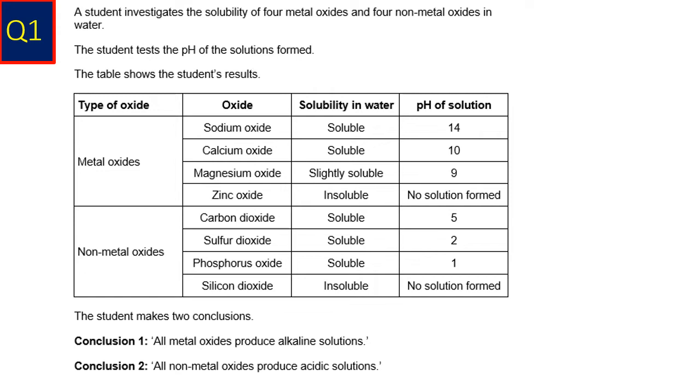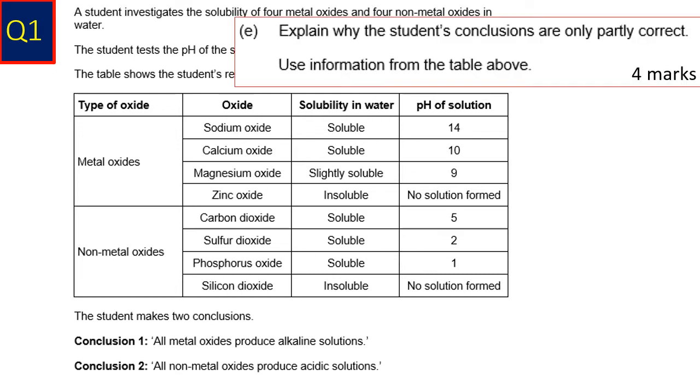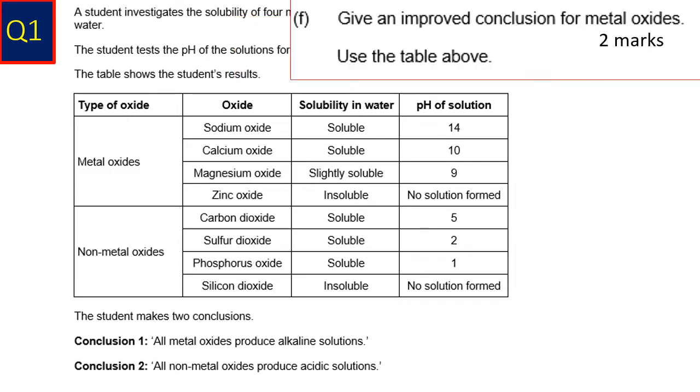The student makes 2 conclusions. Conclusion 1, all metal oxides produce alkaline solutions. Conclusion 2, all non-metal oxides produce acidic solutions. So for part E, we're asked to explain why the student's conclusions are only partly correct and use the information in the table. So they want you to quote some data here. You can say what they got right and then say what they got wrong, and give examples of what they got wrong too.